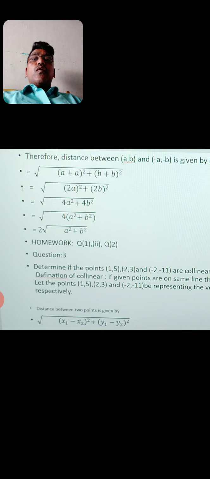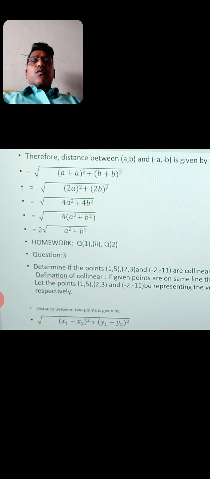So here 4 is common. I kept 4 into the bracket: 4 of (a square plus b square). The square root of 4 comes out, becomes 2. I mean a square plus b square stays under the root only. Now the distance between (a, b) and (minus a, minus b) is clearly 2 square root of a square plus b square. So question number 1, 2 is given as homework to you. Question number 2 is also the same model; you are only going to find the distance between these 2 points, right?